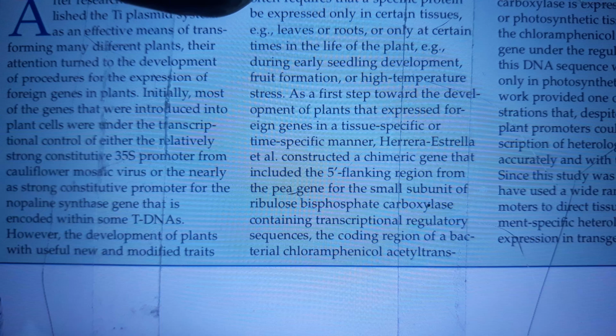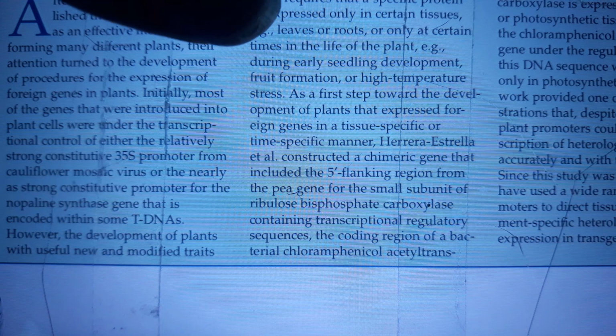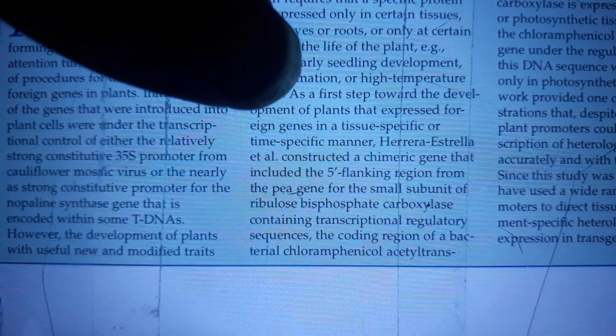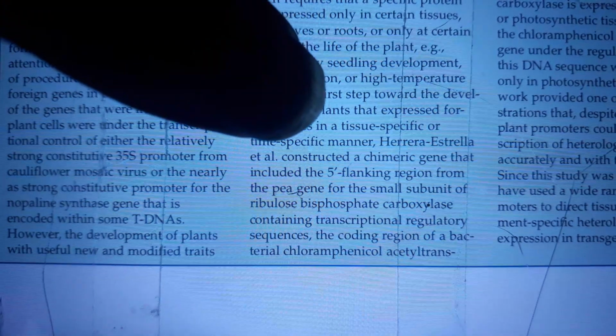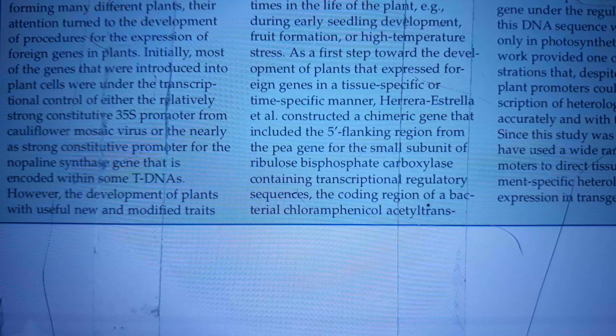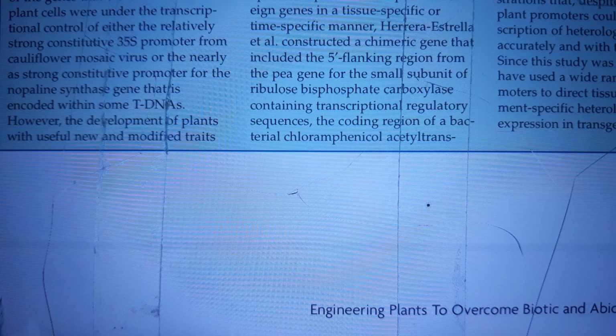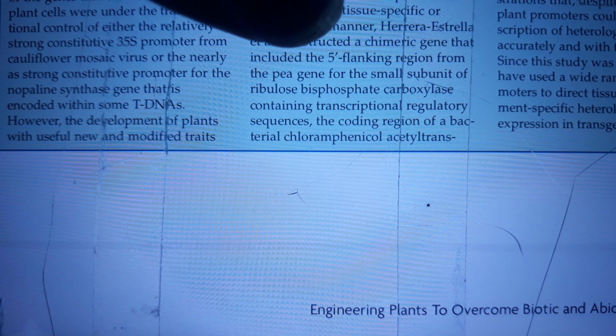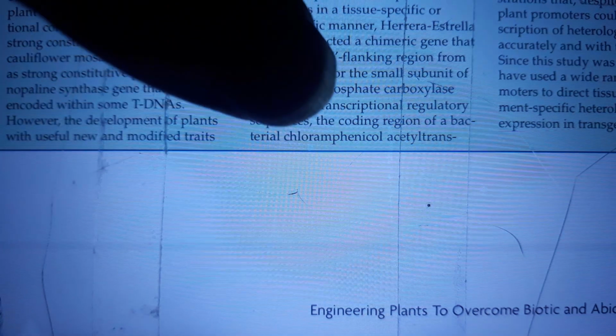Normally, the gene for the small subunit of ribulose bisphosphate carboxylase is expressed only in green or photosynthetic tissue, as expected. The chloramphenicol acetyltransferase gene under the regulatory control of this DNA sequence was also expressed only in photosynthetic tissues. This work provided one of the first demonstrations that, despite the complexity, plant promoters could direct the transcription of heterologous proteins accurately with tissue specificity. Since this study was done, researchers have used a wide variety of plant protein promoters to direct tissue and developmental specific heterologous gene expression in transgenic plants.